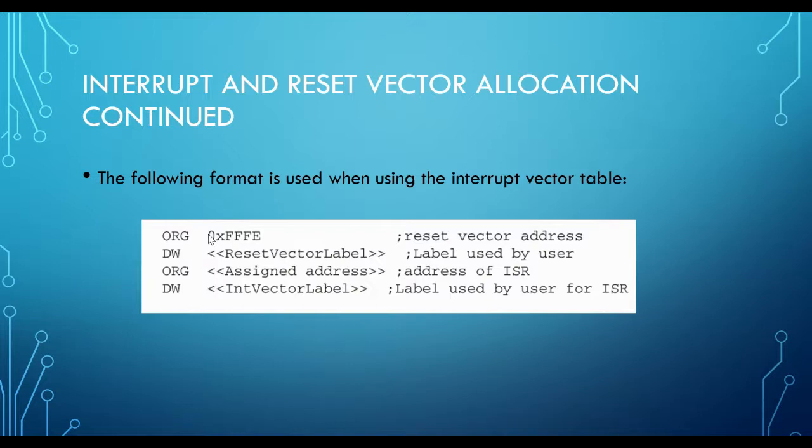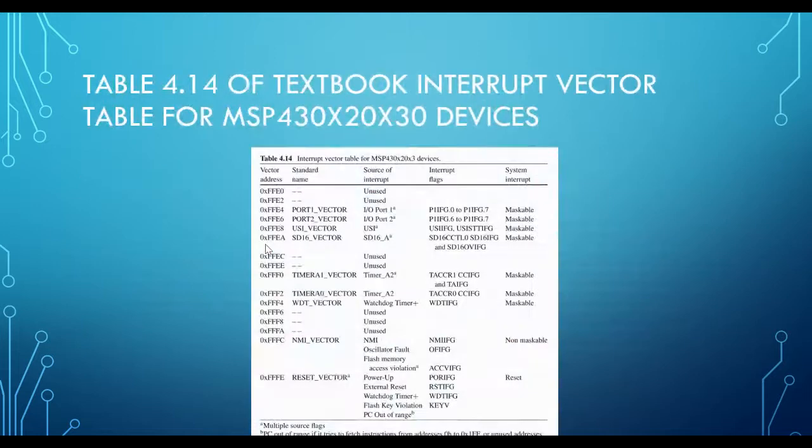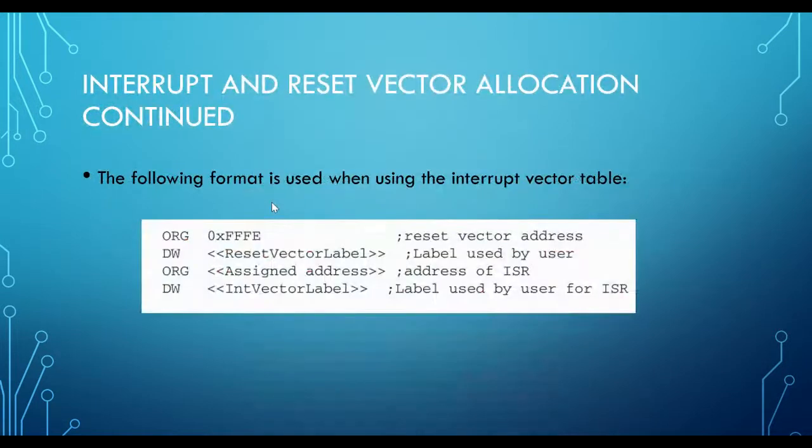Okay, you can use ORG 0xFFE. So here you're using the address itself. So if you want to use, let's say for example, port 1, you have to refer back to your model's address. Okay. So these are basically all the models. For me, I'm more familiar with the first method.